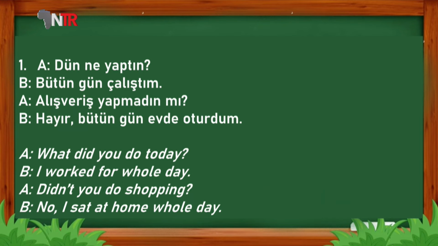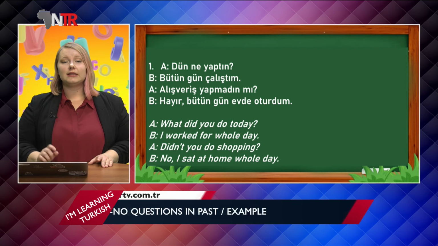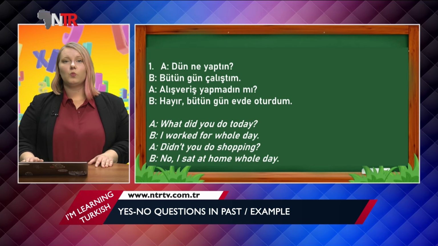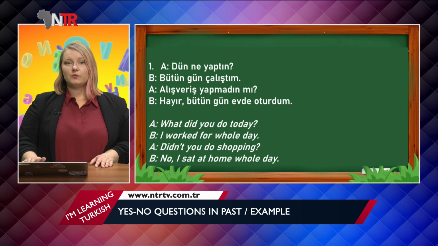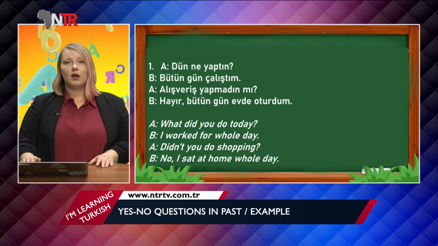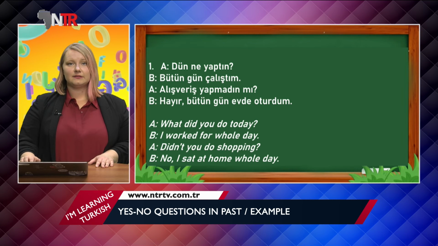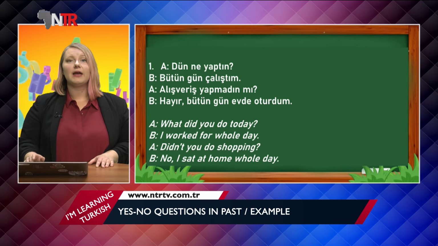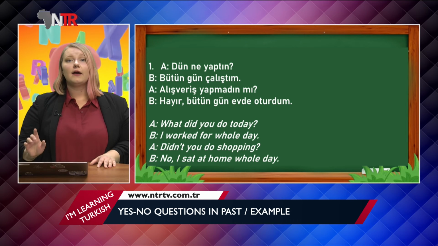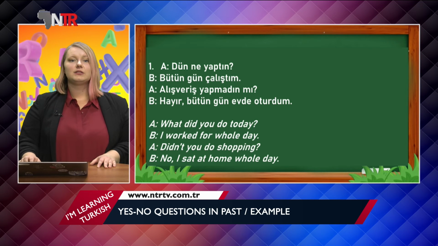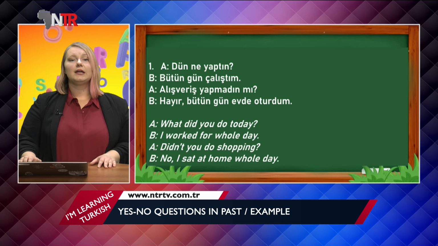So what do we see here? In "dün ne yaptın" is a special question. So we don't see mi, mu or mü here. In answer, of course, "bütün gün çalıştım", we see past tense again. But here, "alışveriş yapmadın mı?" We see something interesting. We see that we formed a question from a negative form, and of course, this is possible too. Do it as much as you can. So here it was "alışveriş yapmadın mı?" Didn't you do shopping?